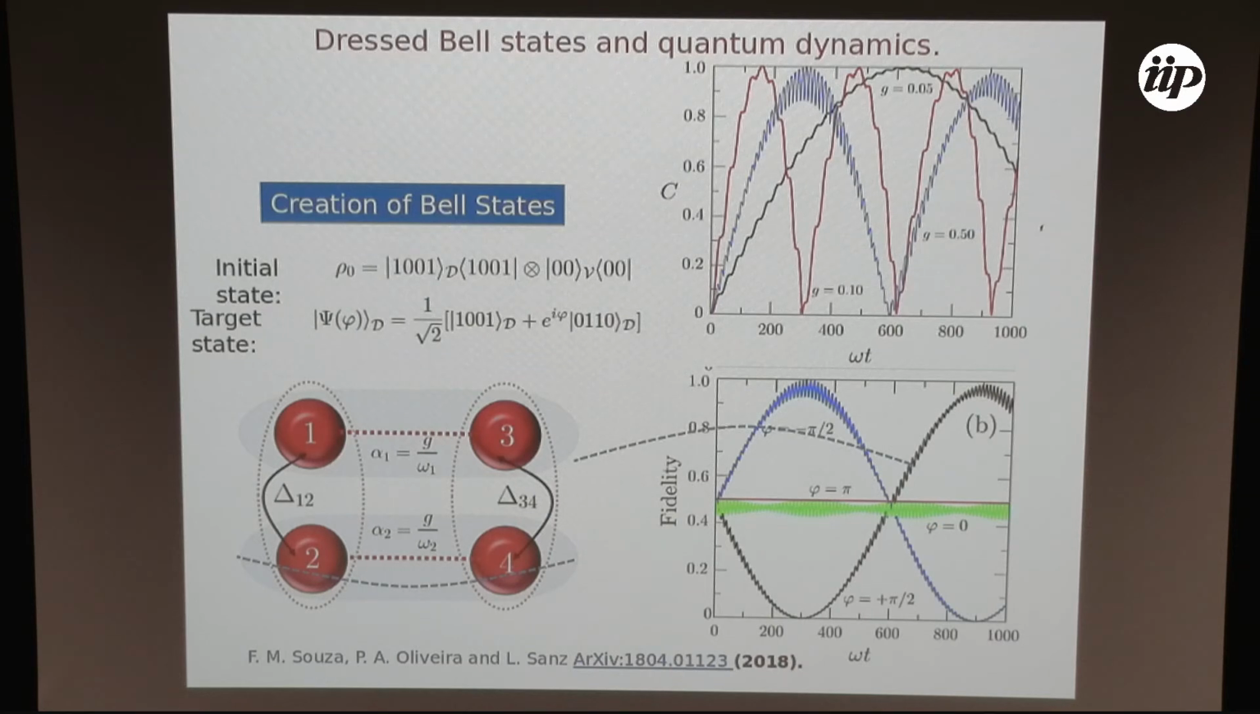Here we look at the fidelity. Let's say this is the target state here, 1001 plus 0110, with phi equal to pi over 2. You can see that the fidelity reaches a value very close to 1. So we are finding also the state that the system is evolving to.